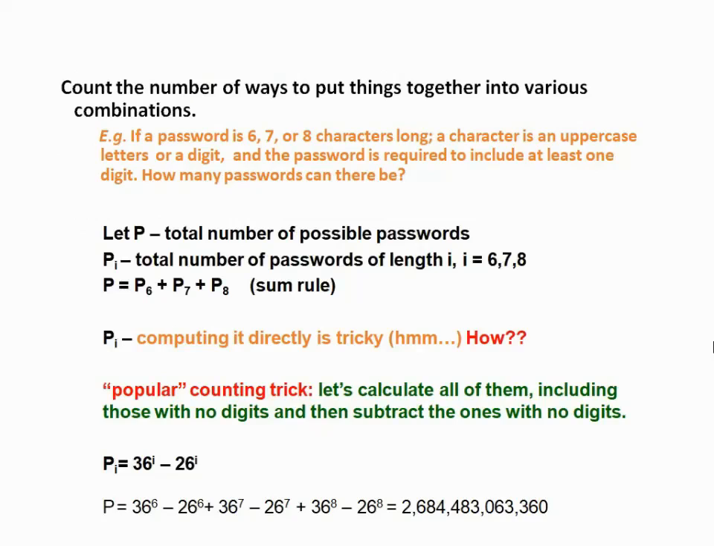If a password is, the same example that we have discussed previously, if the password is 6, 7, or 8 characters long, a character is an uppercase letter or a digit.